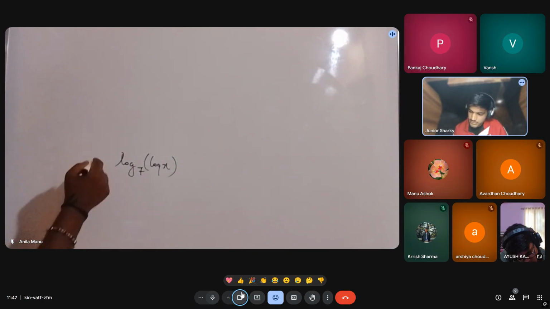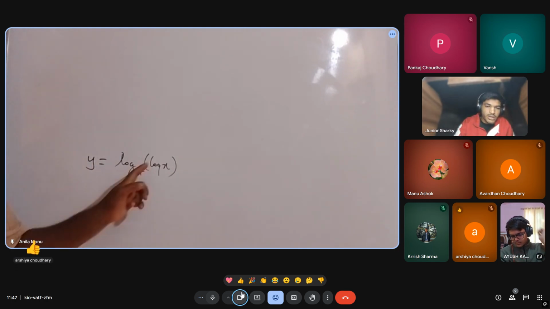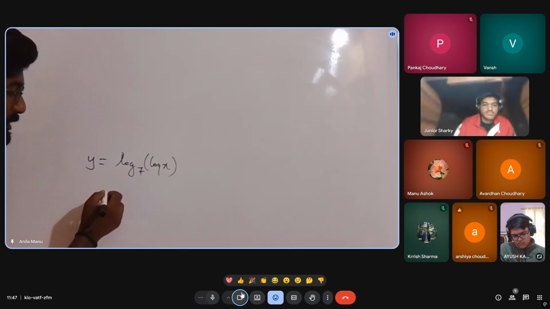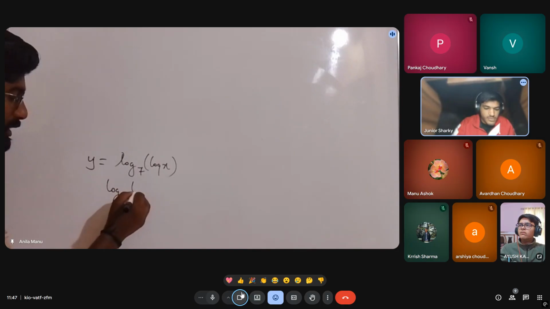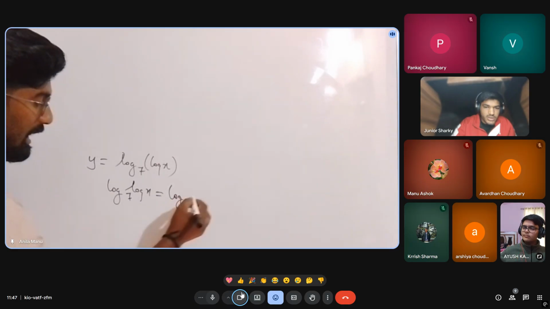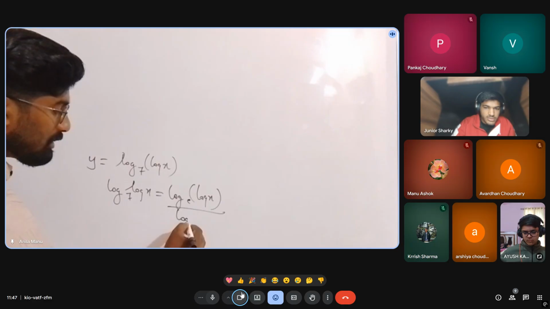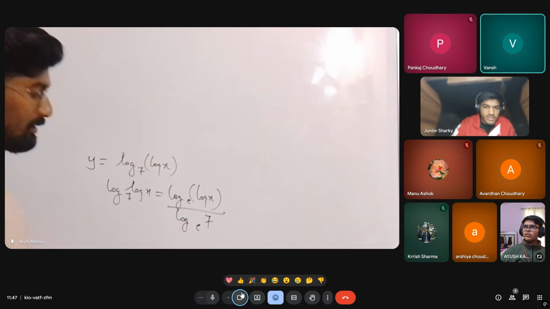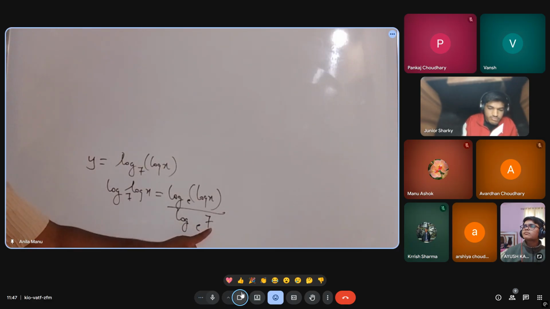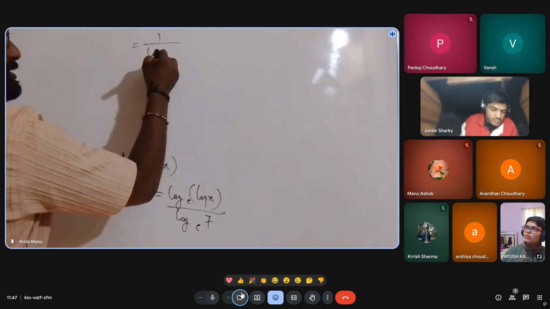Okay. So first, what should we do? We can write this as y is equal to... Then by using the base change formula, you have to convert it. How to convert by using the base change formula? Log x to the base 7 can be written as log x to the base e by log 7 to the base e. Got it? Now log 7 is constant. We can take it outside, which is equal to 1 by log 7.